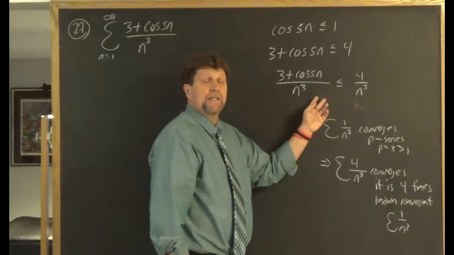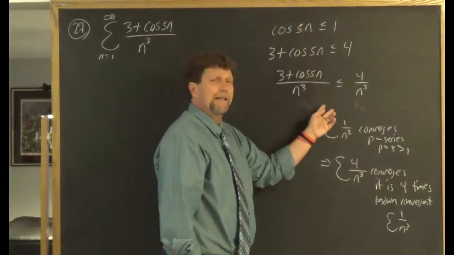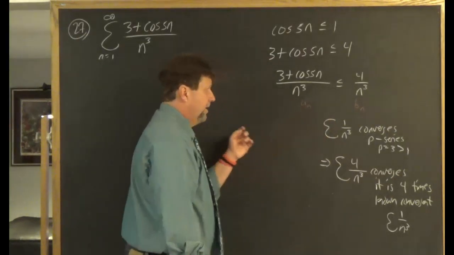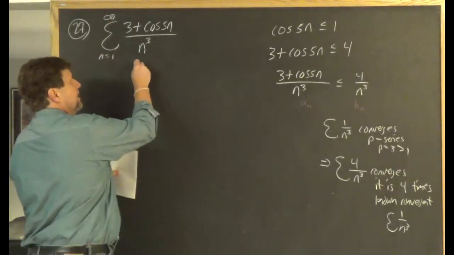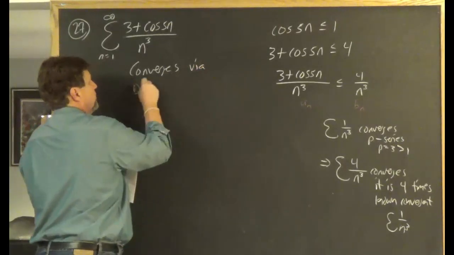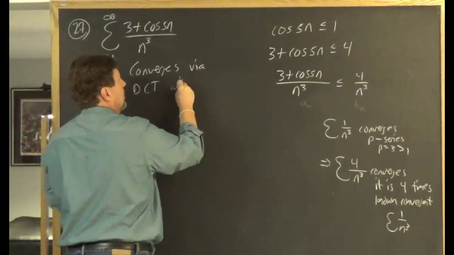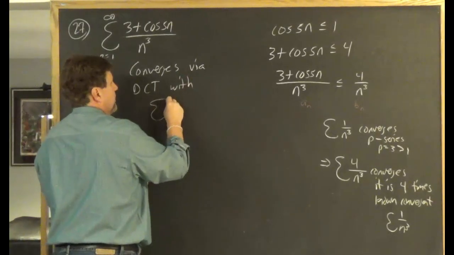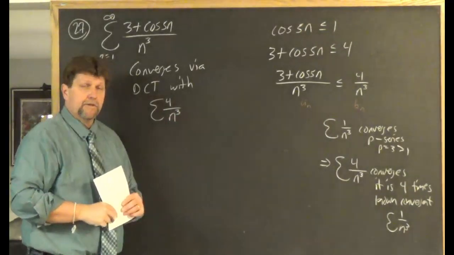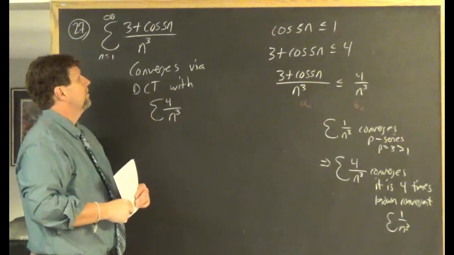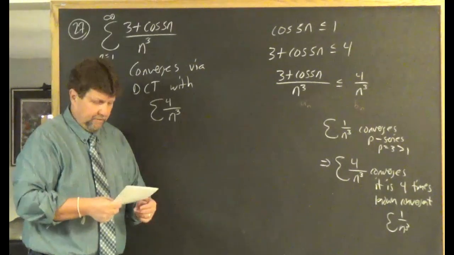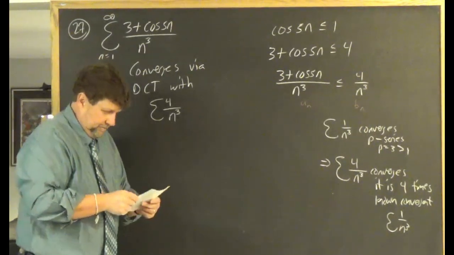I've established that this inequality is true. I mean, I created the inequality, so I know that it is true. So I can now come over here and say, this series converges thanks to the direct comparison test with the series 4 over n cubed. We know that series converges. So that's it for number 27. I don't know, I find these kind of fun. Everything all thrown together.